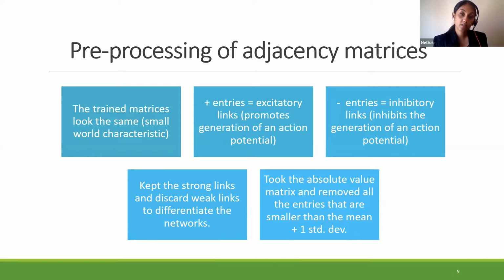And similarly, the negative entries, we try to describe them or think of them as inhibitory links in a biological network. And these are the links that inhibit the generation of an action potential. So what we do now is we want to keep the strong links and discard the weak links to differentiate our networks. To do this, we took the absolute value of our matrix, and then we removed all of the links that were smaller than mean plus 1 standard deviation.